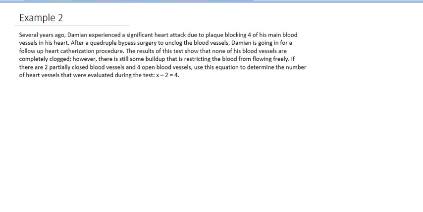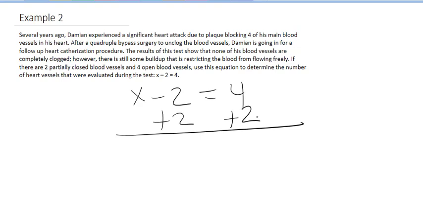If there are 2 partially closed blood vessels and 4 open blood vessels, use the equation to determine the number of heart vessels that are being evaluated during the test. So we have x minus 2 is equal to 4. So we need to use the addition principle to move that negative sign. And so to move that negative sign, we will add 2 to both sides.